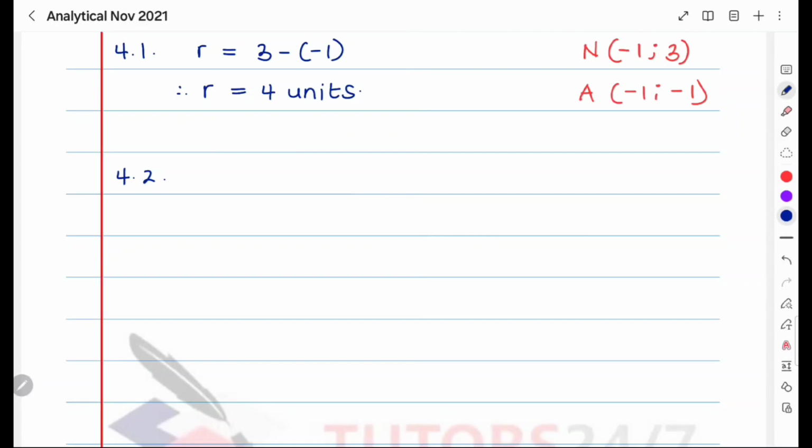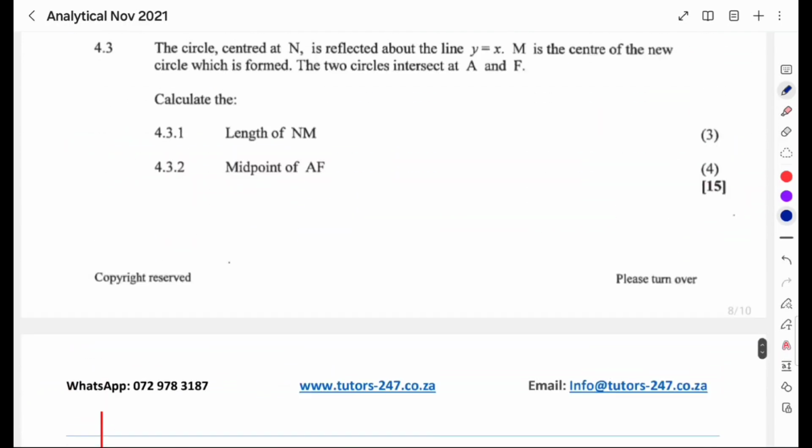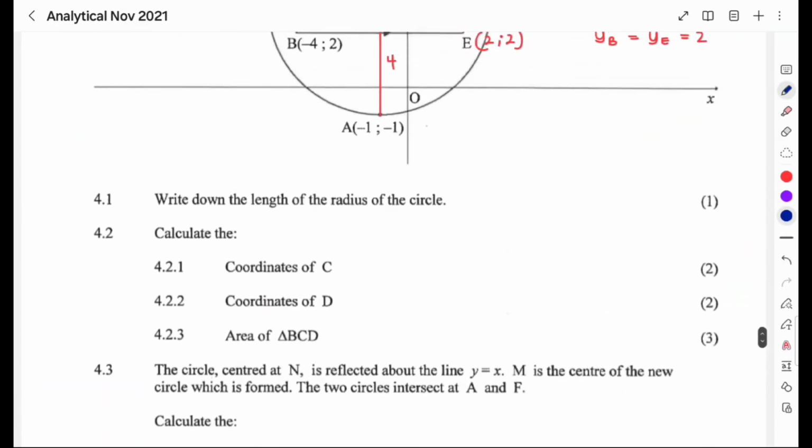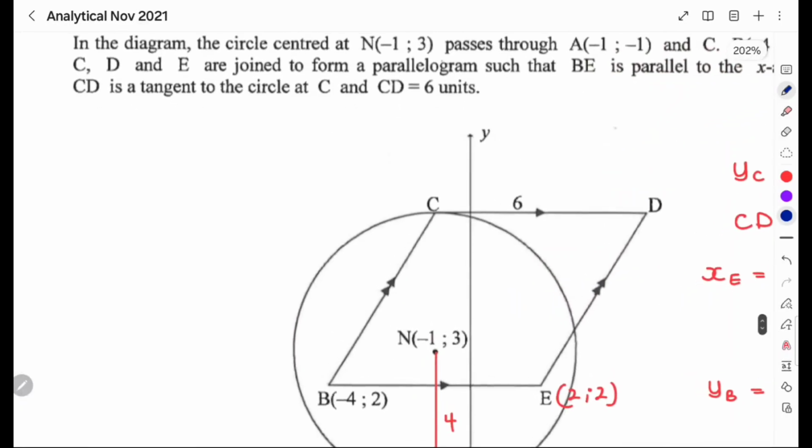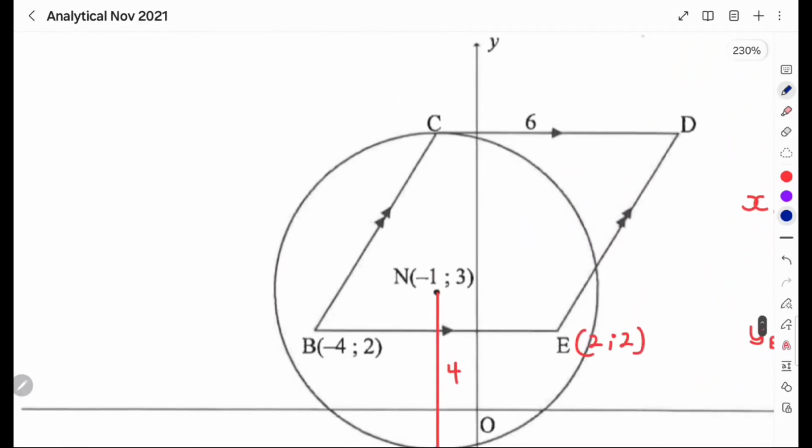Next, we have question 4.2. Question 4.2 states, calculate the coordinates of C. If you notice, C is directly above N, which means that C is going to have the same x value as N, meaning that it is going to have an x value of negative 1. But what is the y value?